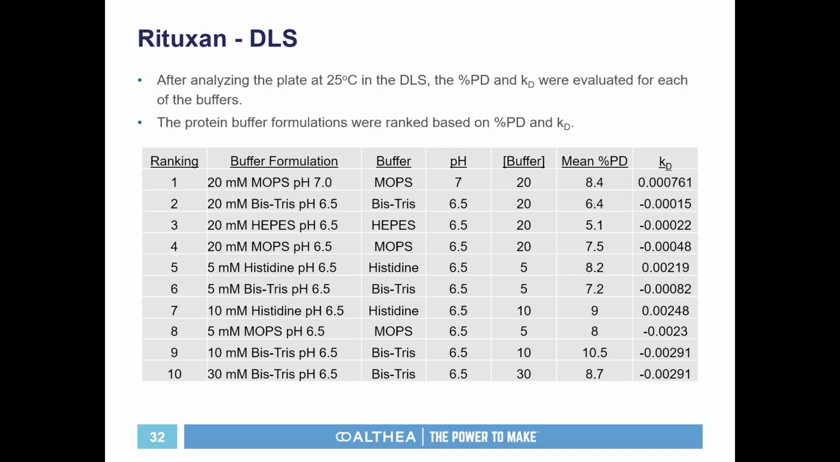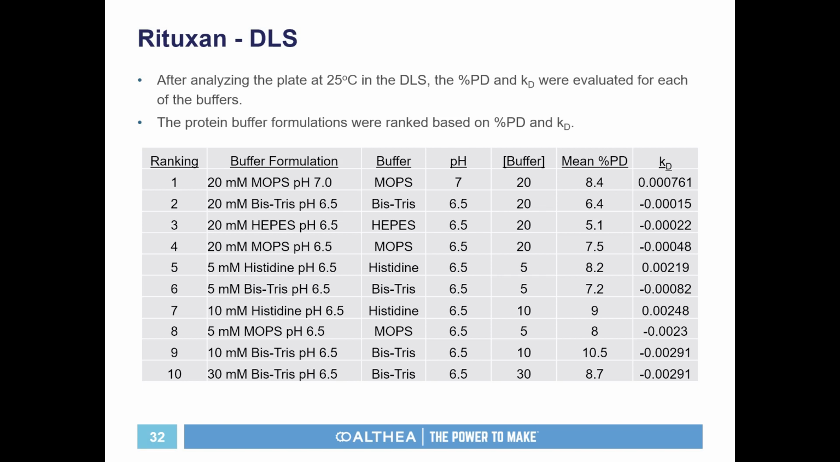So again, looking at T0, so the results and the data immediately after the buffer exchange, as well as 24 hours later at T1, we're able to rank and choose our buffer depending on those mean percent polydispersity and KD results. You're looking at the ranked buffers from T1. Again, I want to point out, we use both T0 results and data as well as T1 results and data in order to determine the most suitable protein buffer.